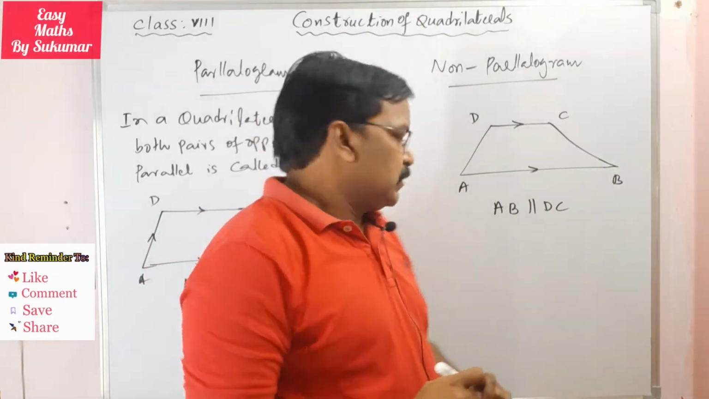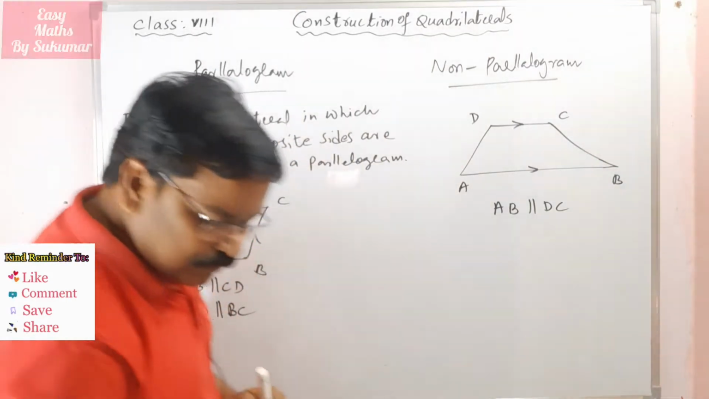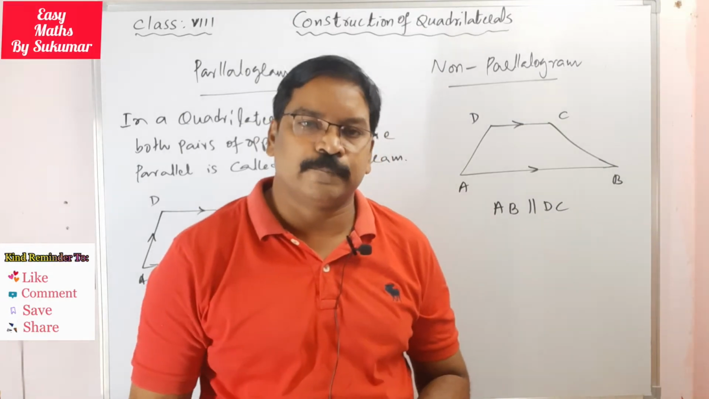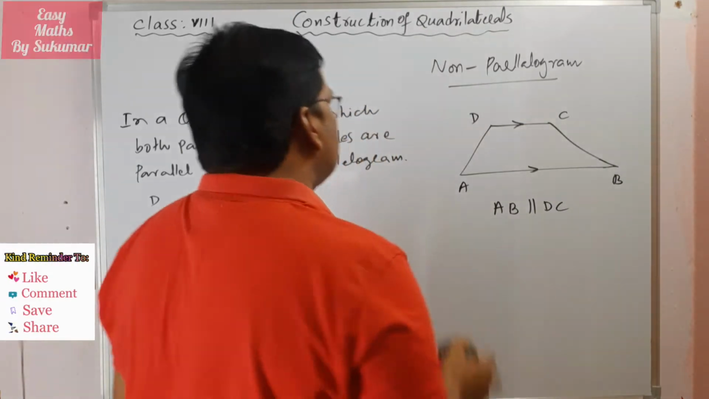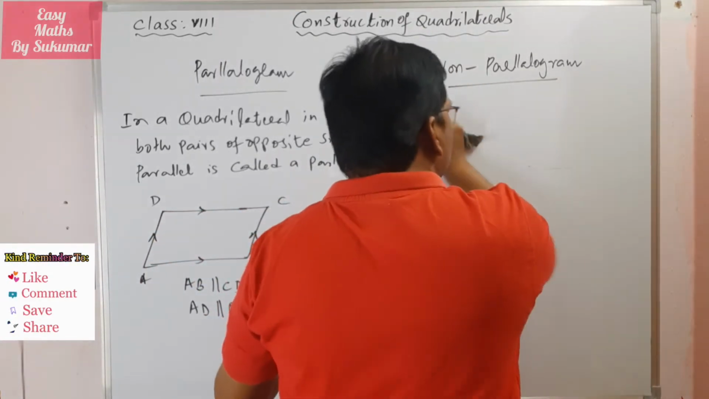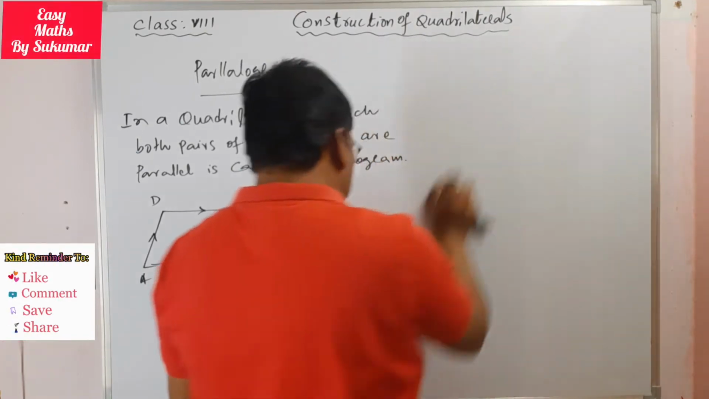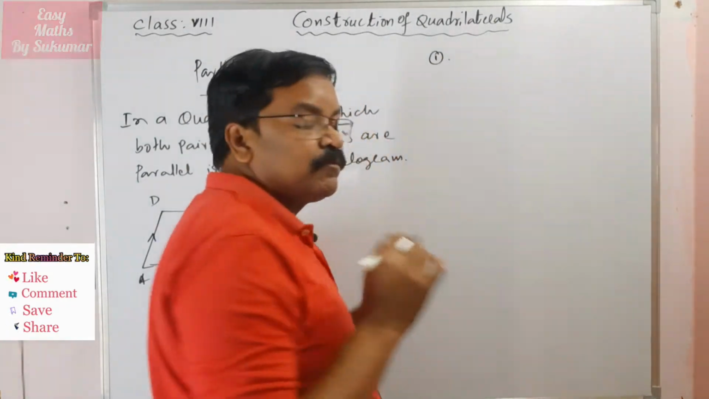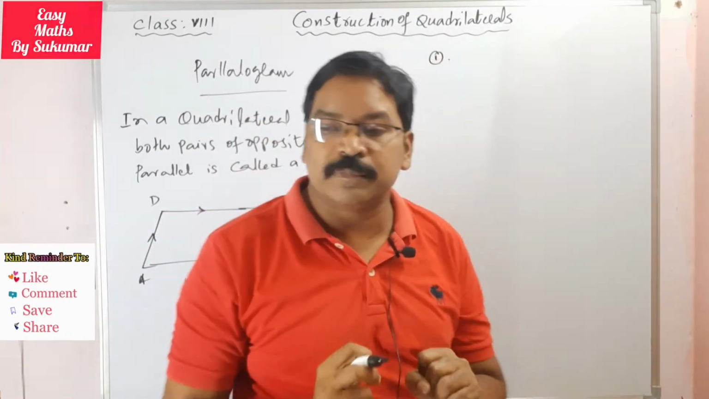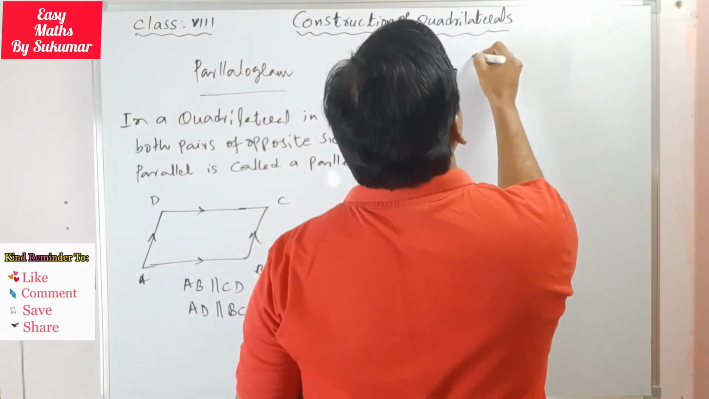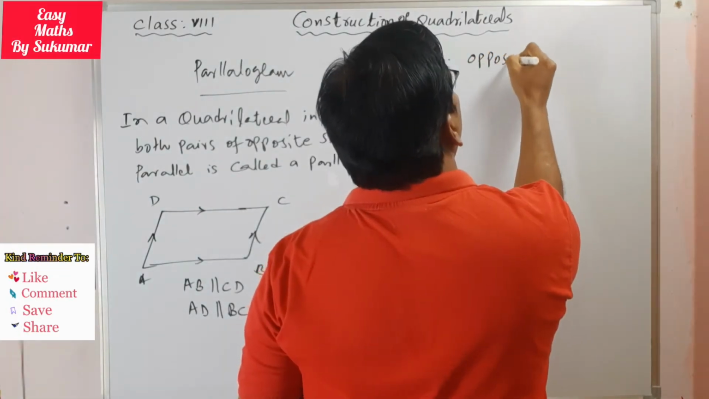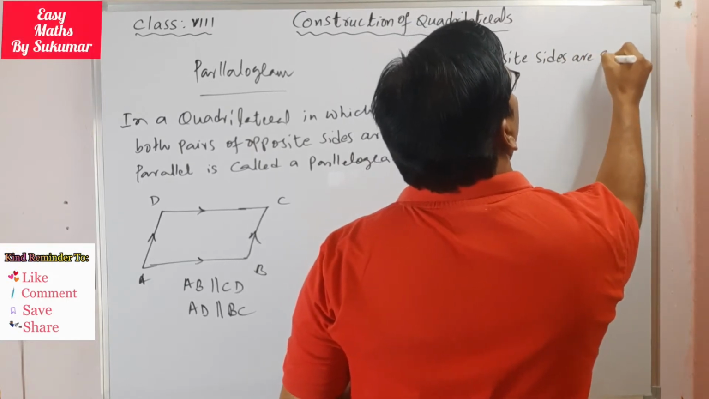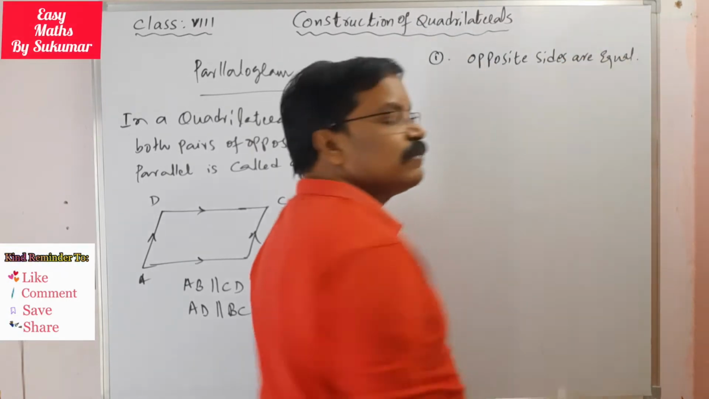Okay. See, my dear students, let us learn the properties of a parallelogram. It is very important to do the constructions. See here, the properties of a parallelogram are: the first property of a parallelogram is opposite sides are equal. Opposite sides are equal. This is the first property.